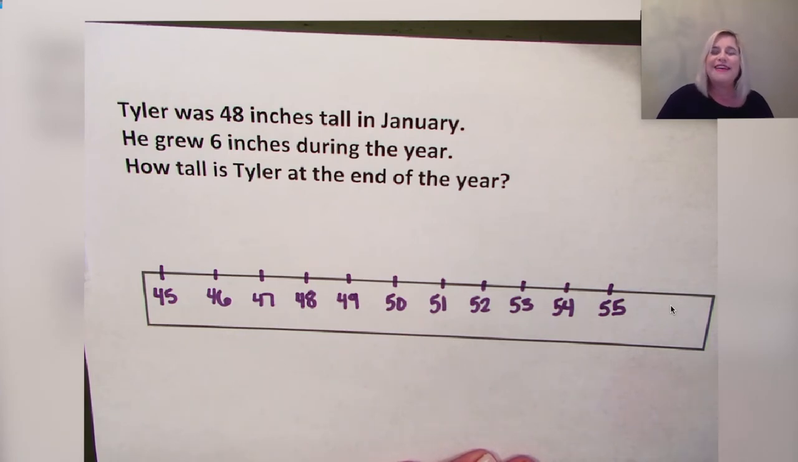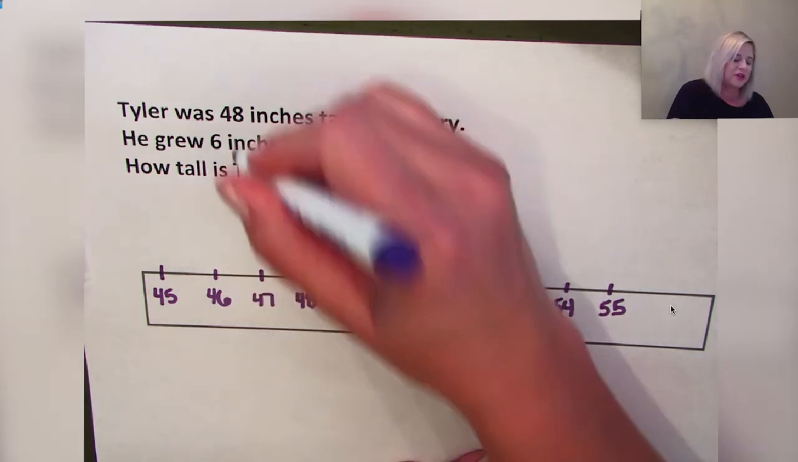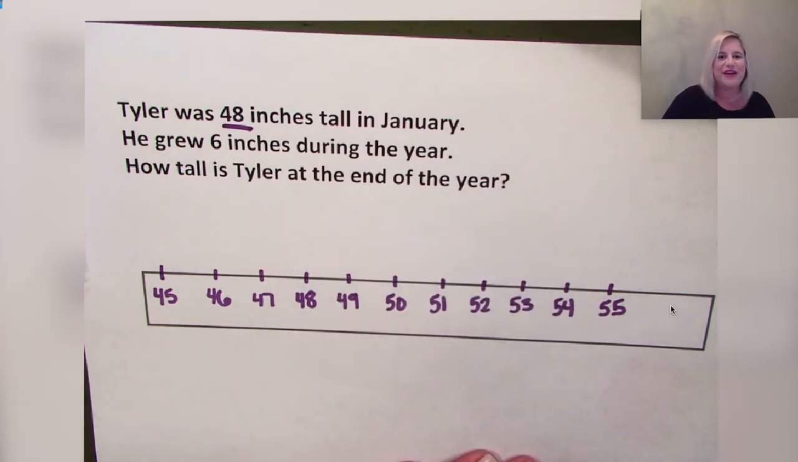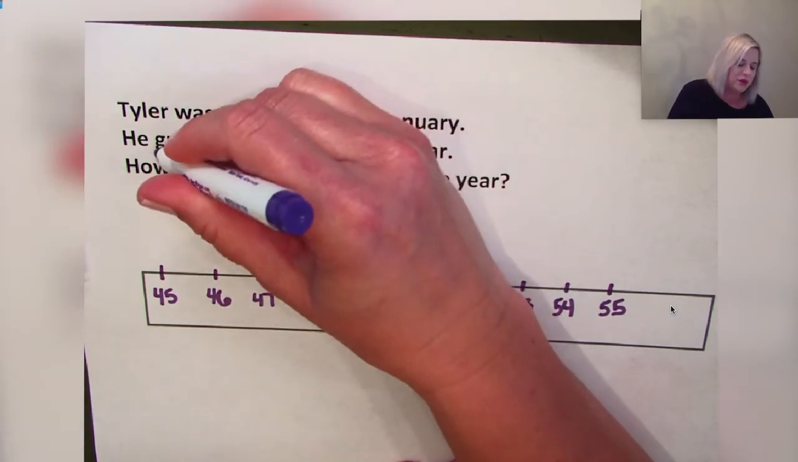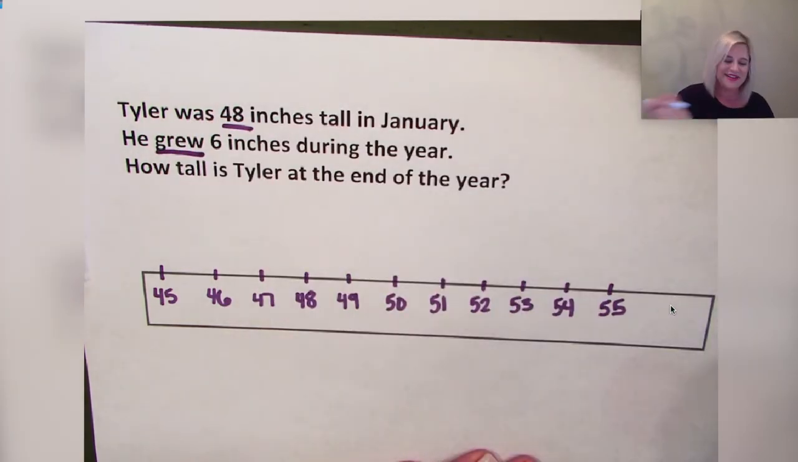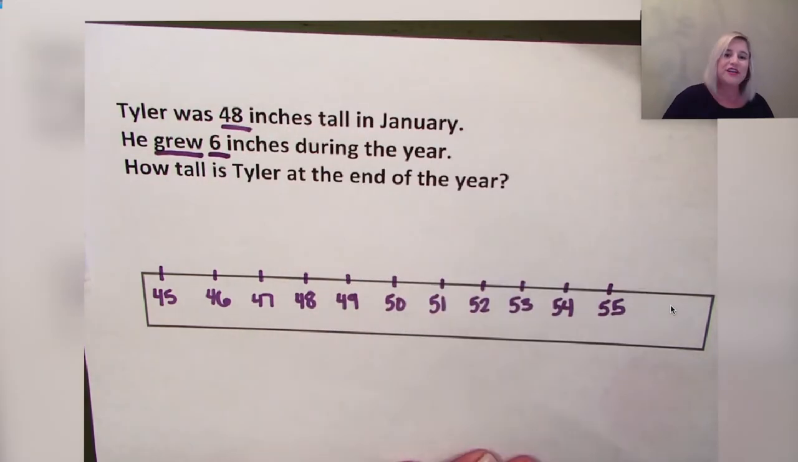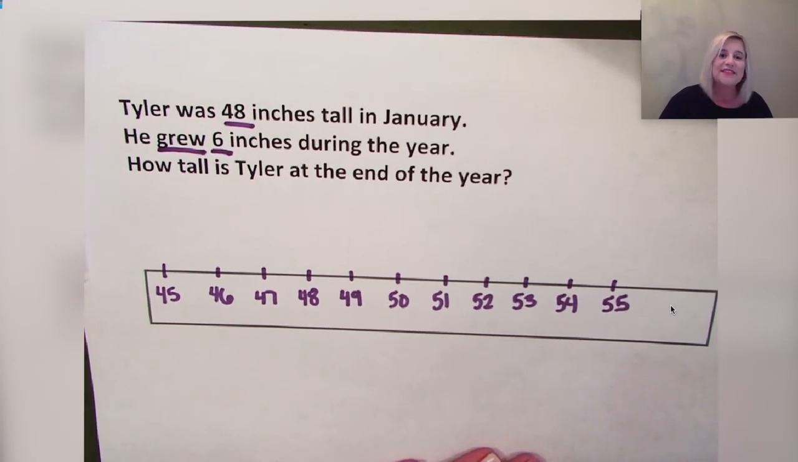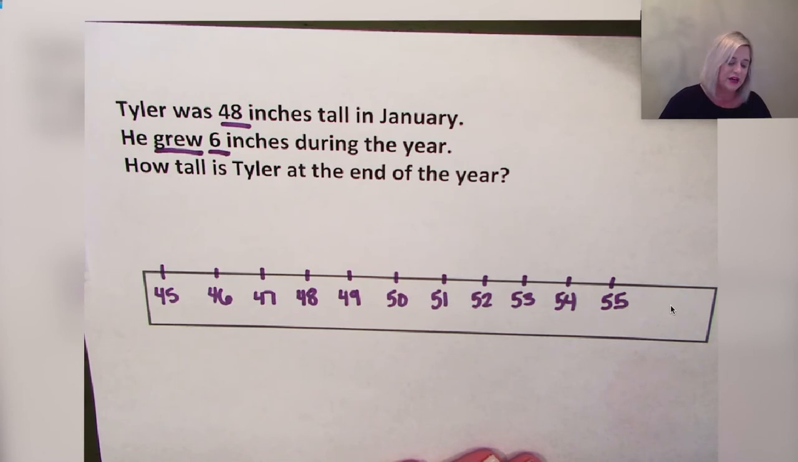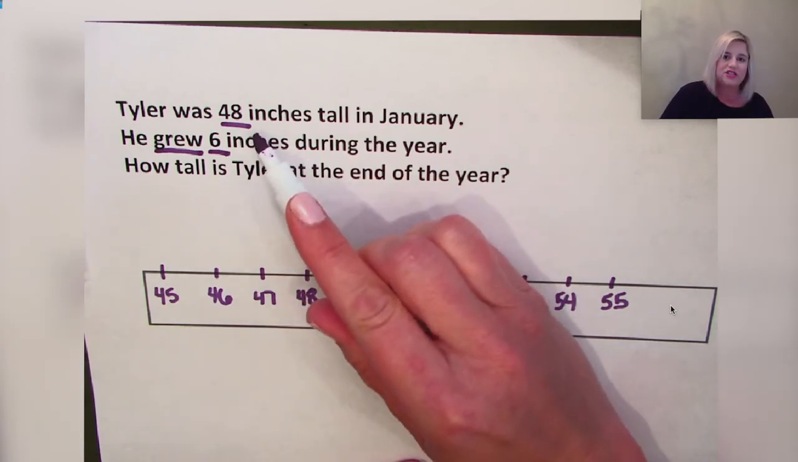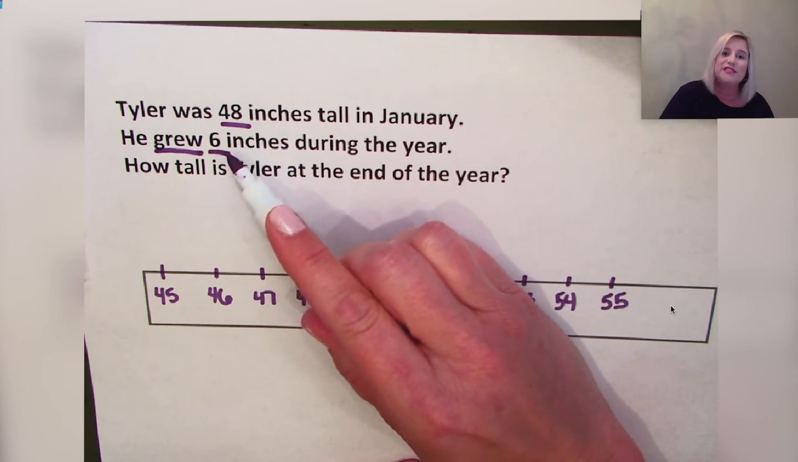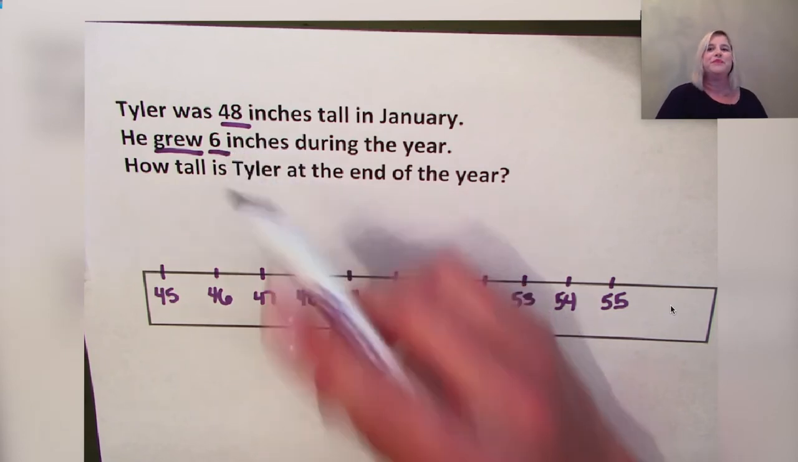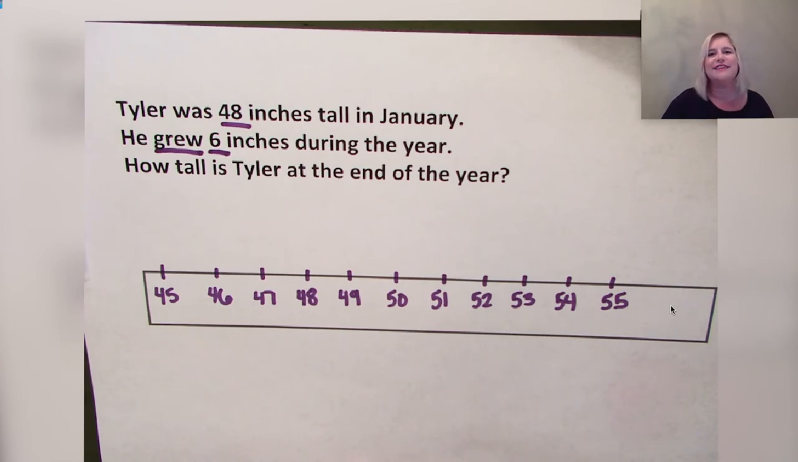So, do we need to add or subtract? Let's look back at our text. Tyler was 48 inches tall in January. He grew, do you think that's a key word? 6 inches during the year. How tall is Tyler at the end of the year? So we need to make sense of the problem. It's asking us how tall he is at the end of the year. And we see that he was 48 inches in January and he grew 6 inches during the year. So do I need to add or subtract?